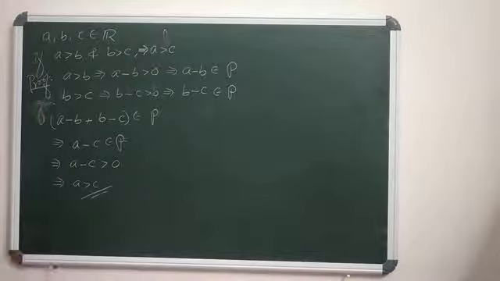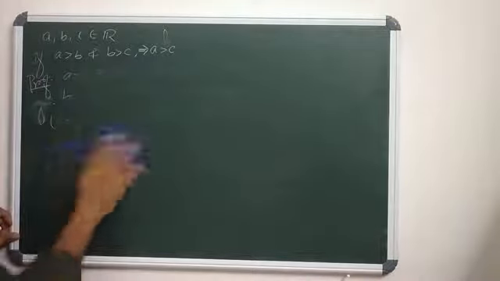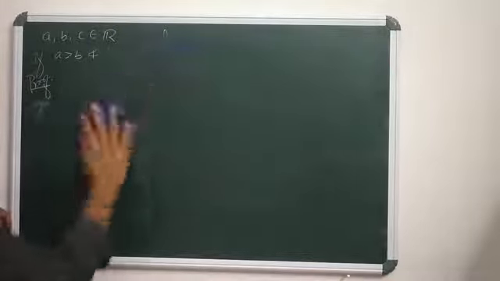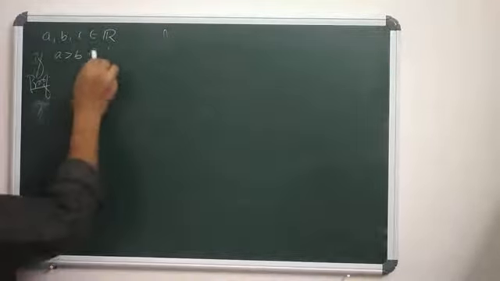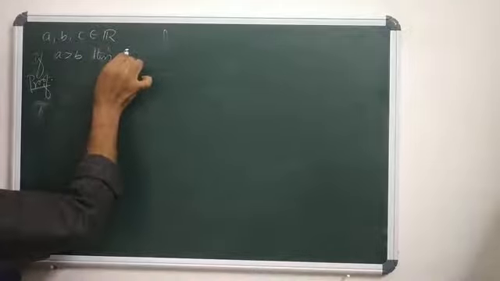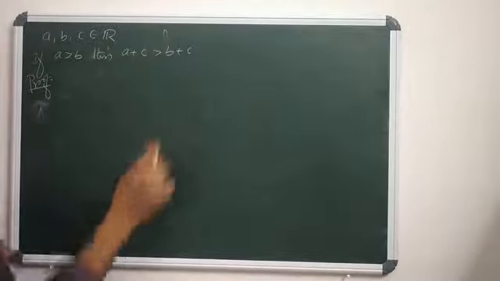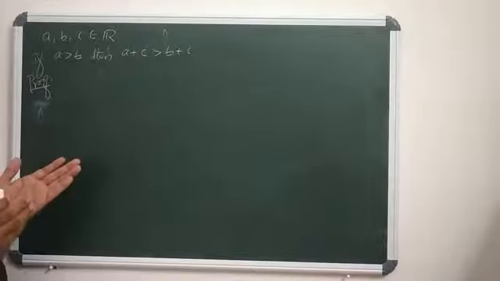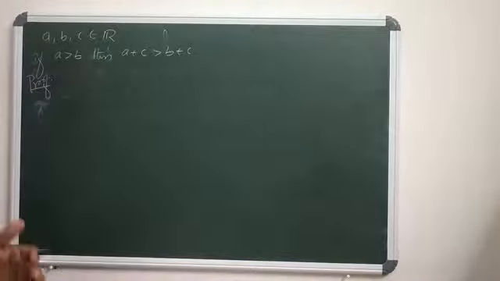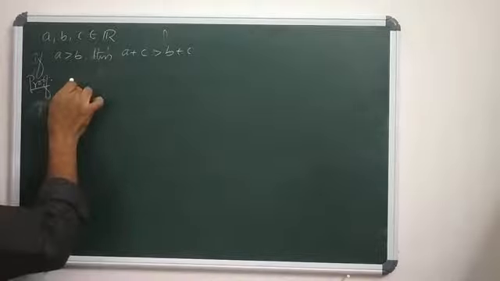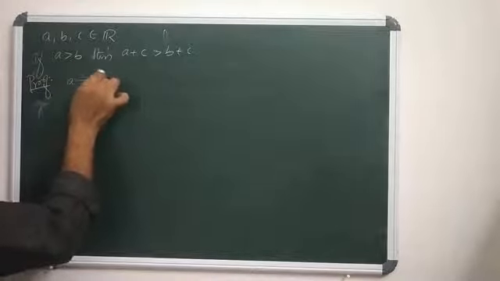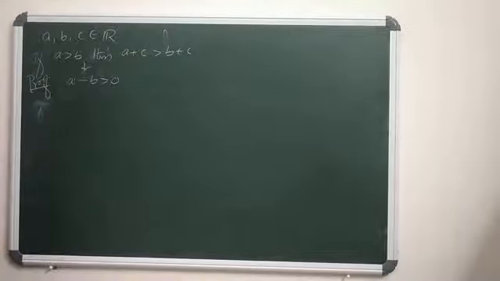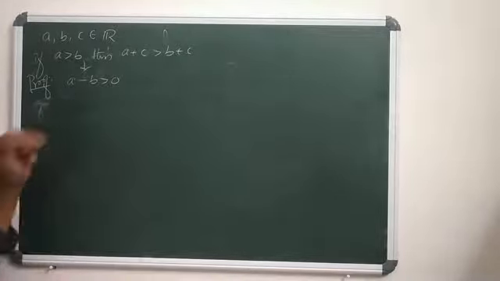Okay. Now, consider another result. If A is greater than B, then A plus C is greater than B plus C. That's again immediate, we know that's a trivial result. But how to prove this one? A greater than B means A minus B should be positive. Why? Because A is greater than B. So A minus B is positive.